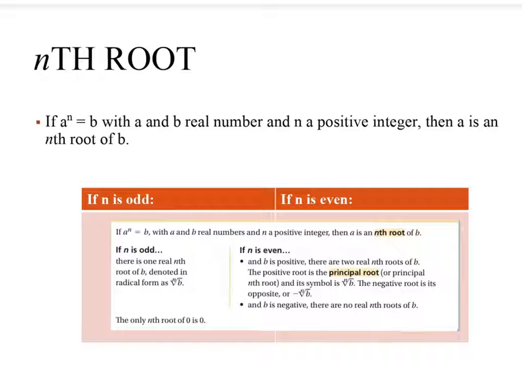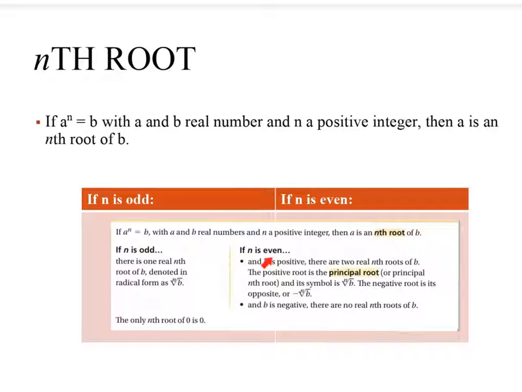Now, here's the idea. If a to the n equals b, where a and b are real numbers, this is important, and n is a positive integer, then a is the nth root of b. Now, there's a couple of stipulations that go along with that. If n is odd, there is one real nth root of b. That's pretty important. Denoted in the radical form, the nth root of b, there is one real one. By the way, the only nth root of 0 is 0.